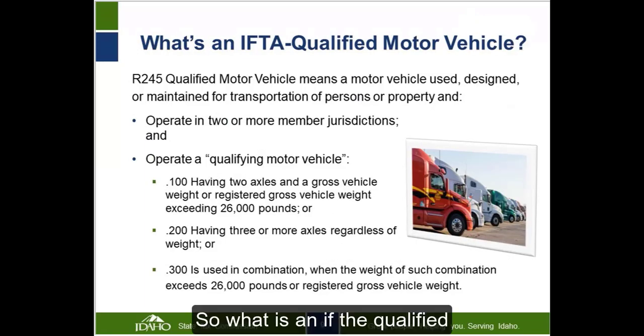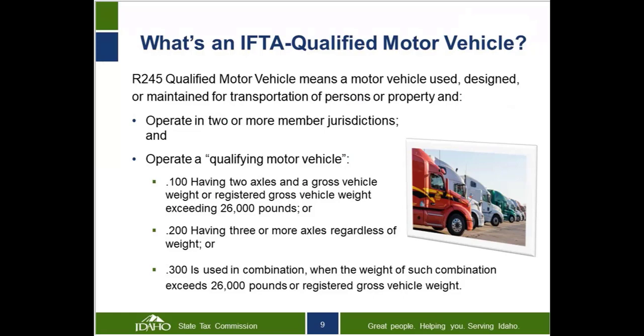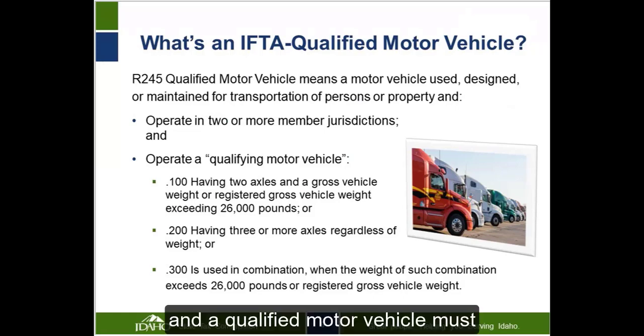So what is an IFTA-qualified motor vehicle? An IFTA-qualified motor vehicle is used, designed, or maintained for transportation of persons or property and operates in 2 or more member jurisdictions. And the qualified motor vehicle must have 2 axles and a gross weight or registered gross weight exceeding 26,000 pounds, or have 3 or more axles regardless of the weight, or is used in combination when the weight of such combination exceeds 26,000 pounds or registered gross vehicle weight.